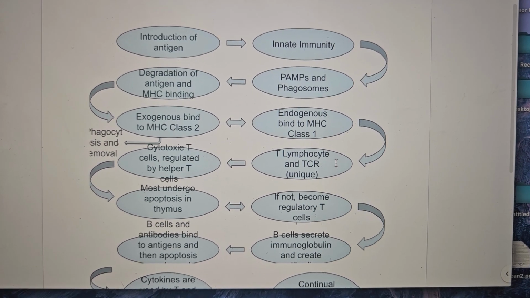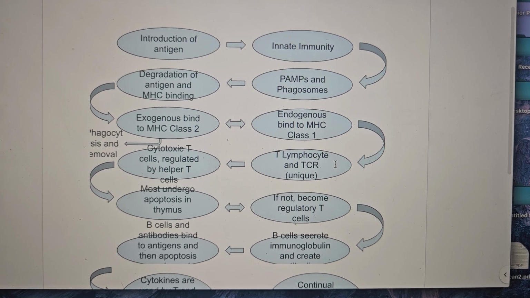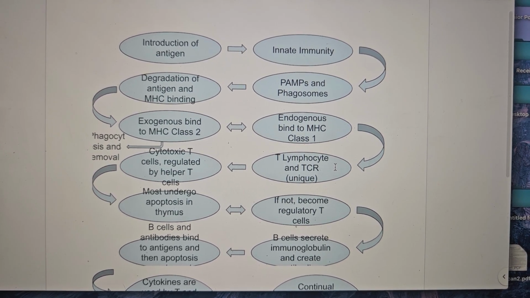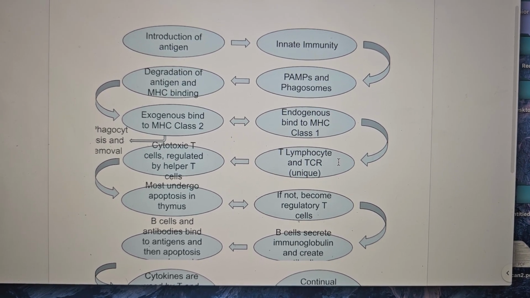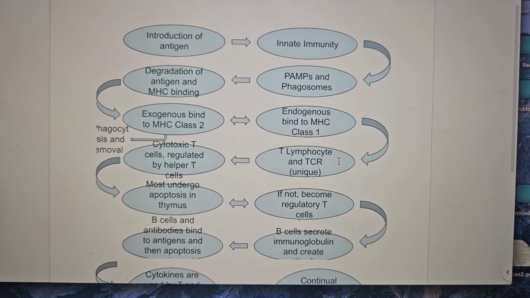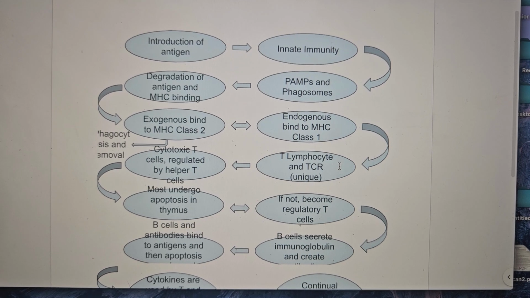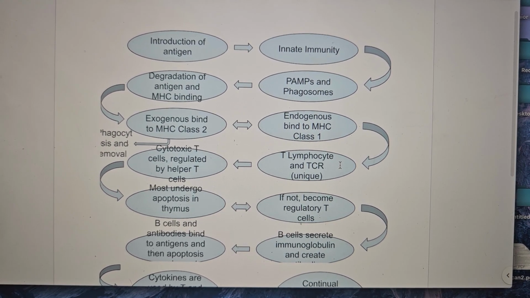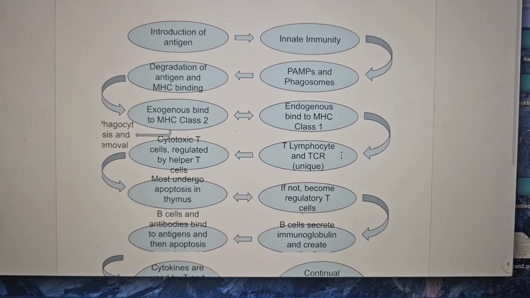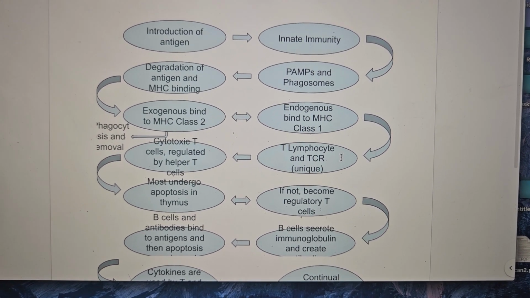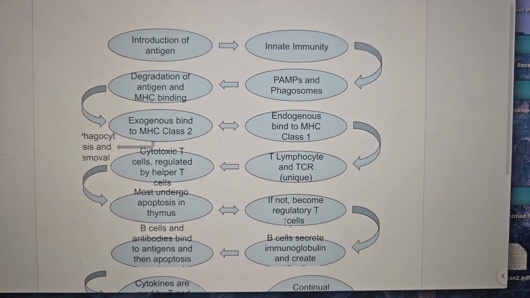If they do not undergo apoptosis, they become regulatory T cells, which is very useful for the body because then they are the production of more antibodies, which we'll talk about. Or, not antibodies, but the following process to create epitopes throughout the process. So that takes us to B cells, which secrete immunoglobulin and create antibodies.